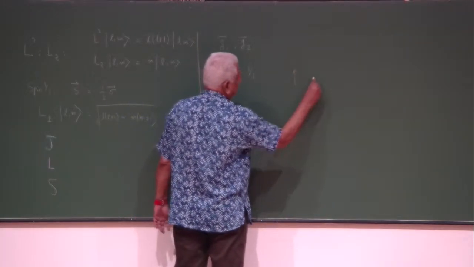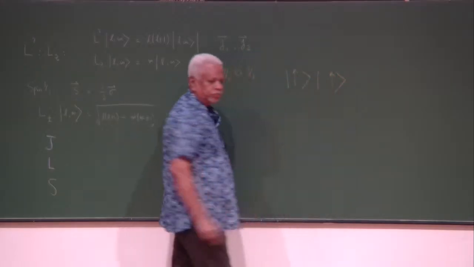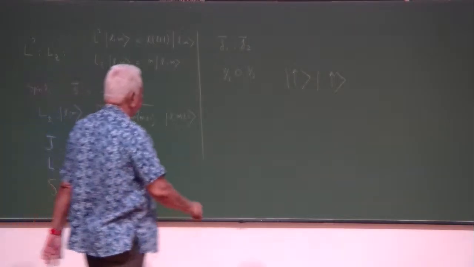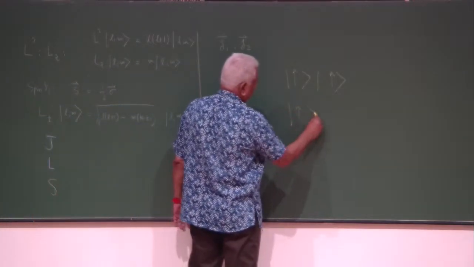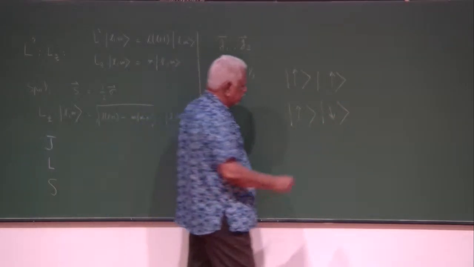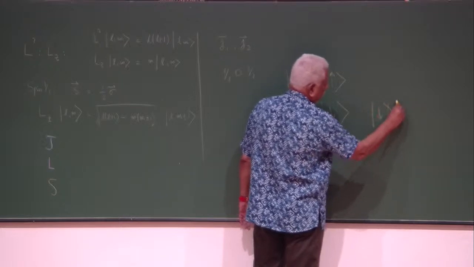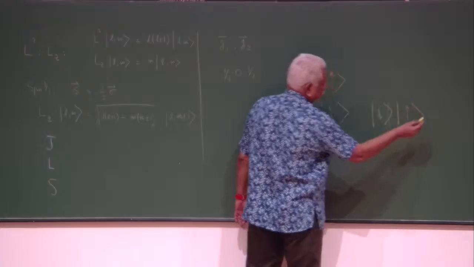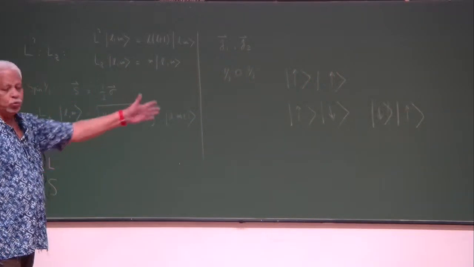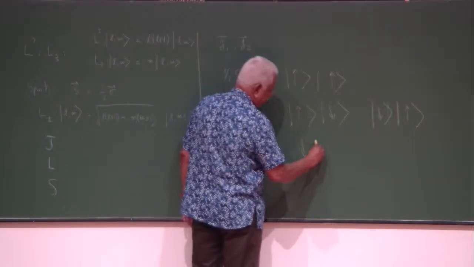First can be up and the second can also be up. The first can be up, the second can be down. Then the first can be down and the second can be up. Okay, this is the thing. I have written those two side by side, you will understand immediately why. The last can be, both can be down.